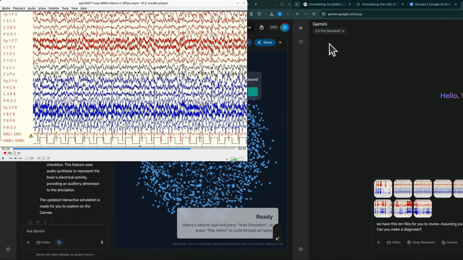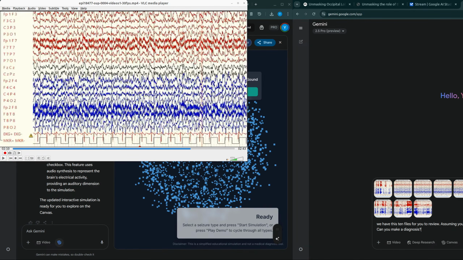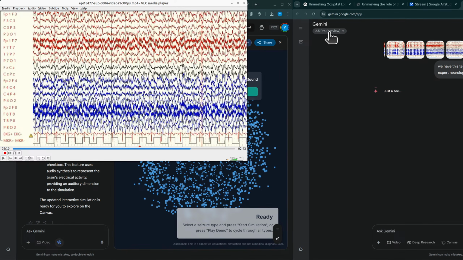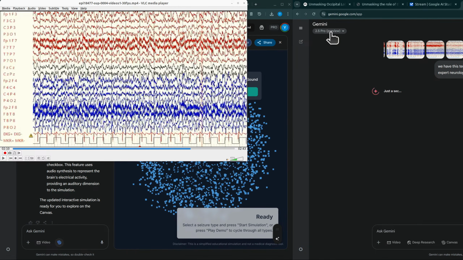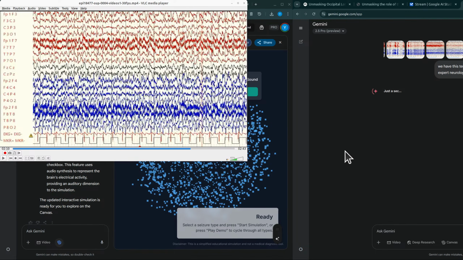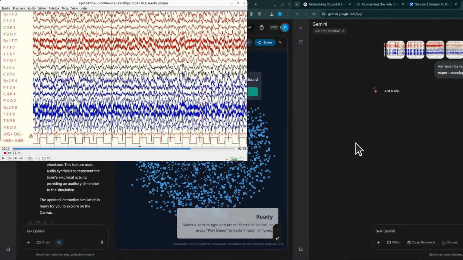Okay, let's see. So let's do Gemini 2.5 Pro, whatever version of today, 14th June.